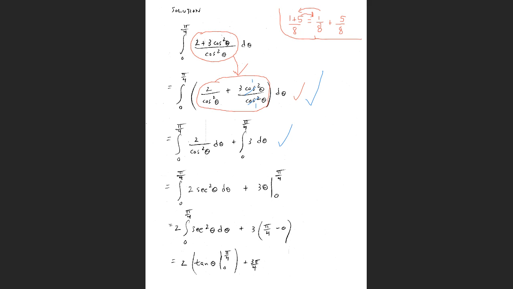And 2 over cosine squared theta, by the way, is the same as 2 times 1 over cosine squared theta. But from your trig days, what's 1 over the cosine of theta equal to? Secant of theta, that's right. And so 1 over cosine squared theta is secant squared theta.